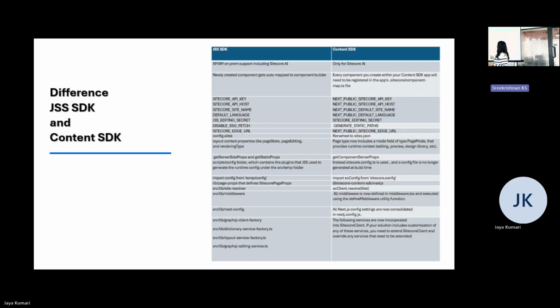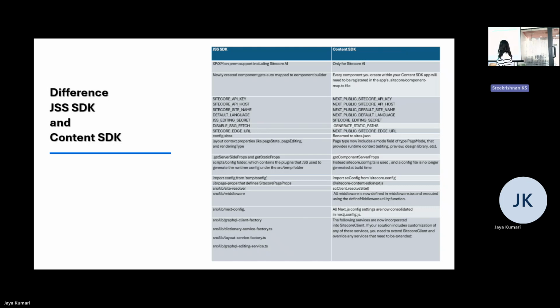The scripts under the scripts/config folder, which used to contain plugins that JSS used to generate the multi-sites at runtime, got replaced with the sitecore.config.ts file. So it has all your configuration at a central level. And now this config, sc config, got added newly. And then site resolvers and middleware all got replaced with the SC client resolver.